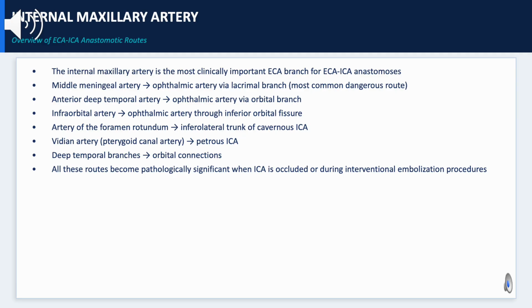ATA ophthalmic is the second most common. Infraorbital ophthalmic and foramen rotundum inferolateral trunk are less common but well documented. Vidian artery to petrous ICA is rare but has been reported in JNA and other skull-base tumors. Before any internal maxillary artery embolization for meningioma, JNA, epistaxis or dural AVF, every one of these connections must be ruled out with super-selective angiography and provocative testing.